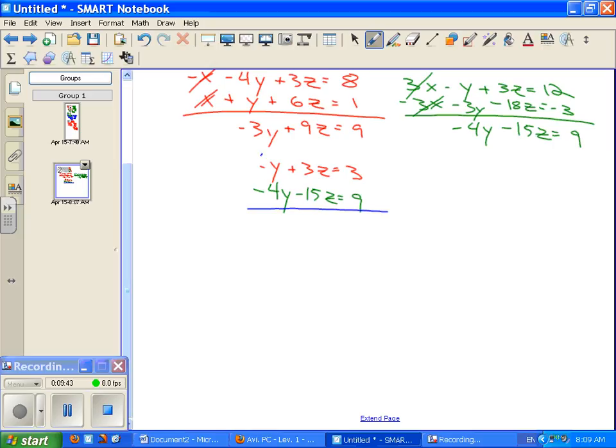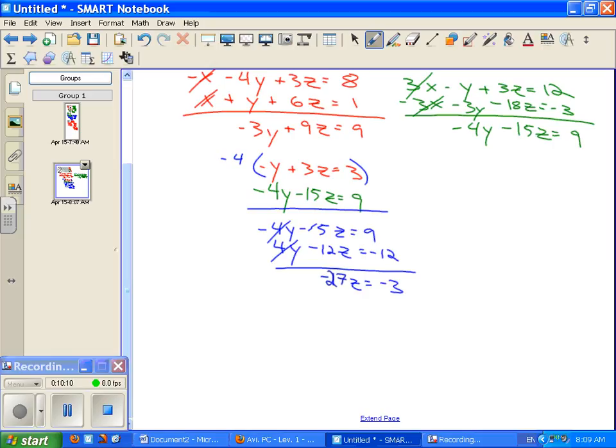Y. Okay, so I'm going to multiply this one by a -4. This one's staying the same. And then this new bottom one is going to be 4y minus 12z equals -12. So these cancel, and I'm going to get -27z. How'd you make the 3 negative 12? It's negative 4 times 3. I had to distribute. I just moved this one down here.